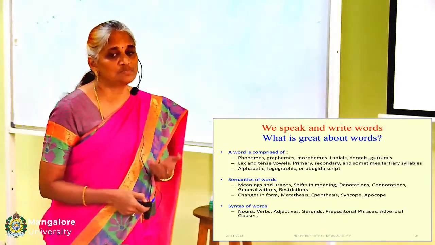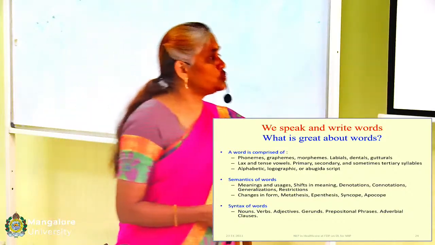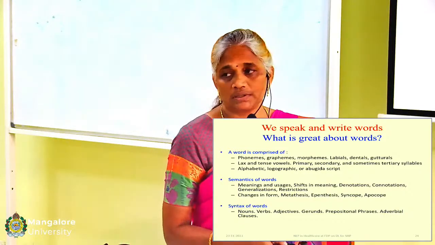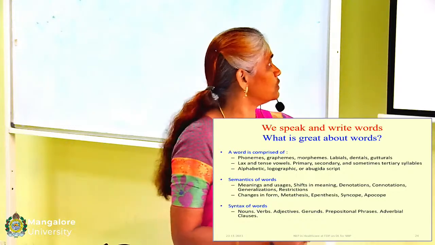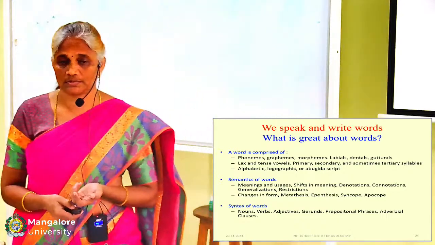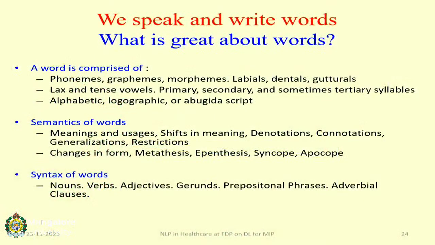Okay, so we speak words, we use words, we write words, right? We do a lot of things with words. So what is great about words? A lot of things are associated with words. A word has a meaning. There is a syntax associated with a word. A word is comprised of phonemes, graphemes, morphemes, etc. A word is comprised of alphabets, and a word also has a script.